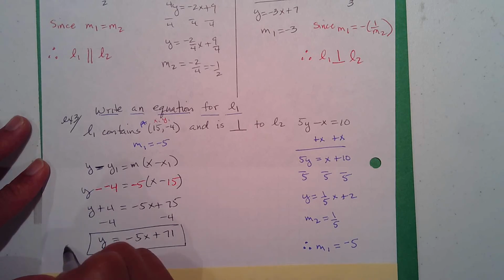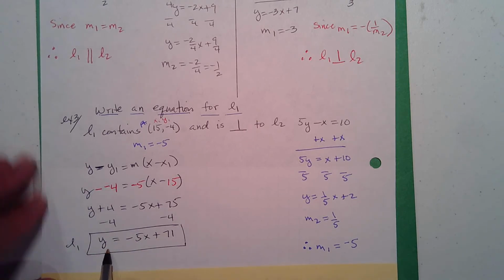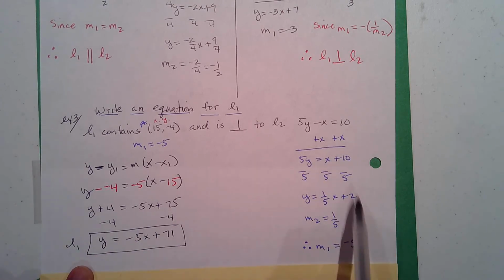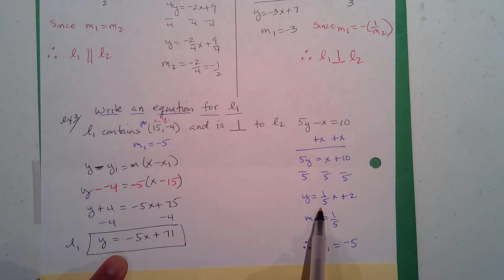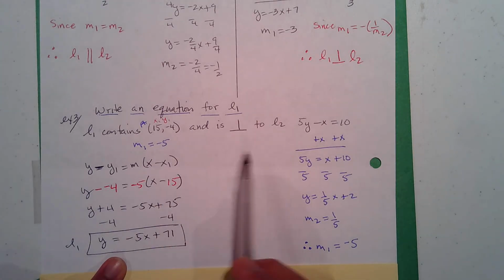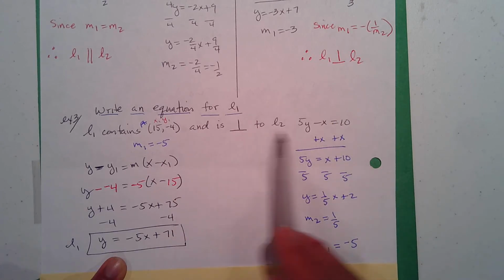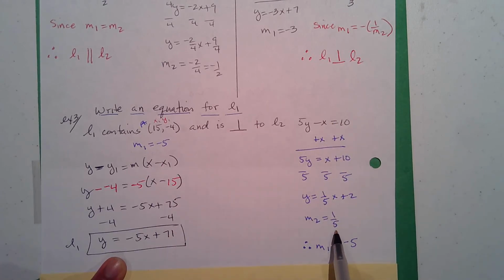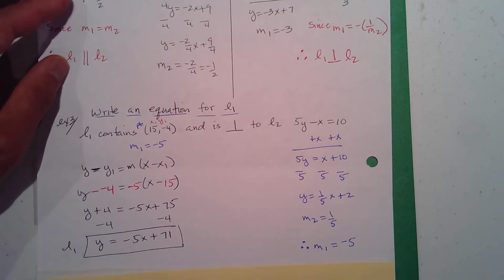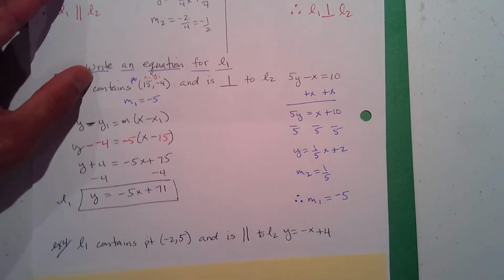So here is line 1. Line 1 compared to line 2, when you put it in slope-intercept form, negative 5, 1/5. These two lines are perpendicular to each other. Again, the key is you need a point and a slope. The slope wasn't given, but they gave us that line 1 was perpendicular to line 2, so we found the slope of line 2, found the opposite reciprocal, and used it to find the equation of a line.